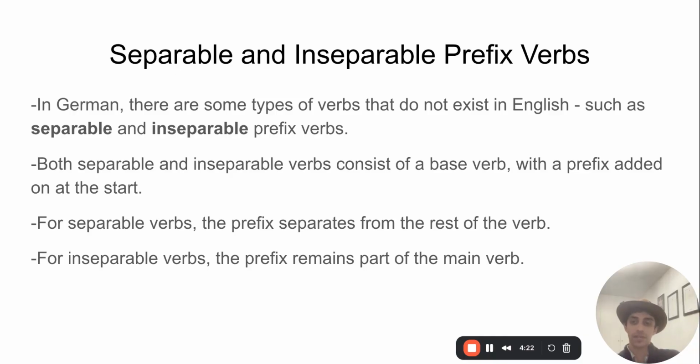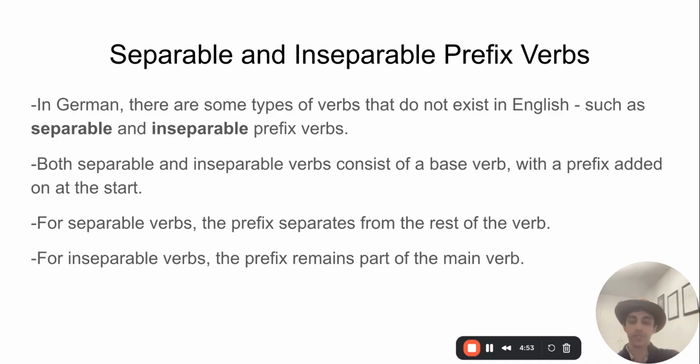Both of these, separable and inseparable verbs, they both consist of a base verb, the fundamental verb that forms the base, and then a prefix added on at the start. A prefix, of course, is by definition an extra few letters that you add at the start of a word. So here you would add a prefix, normally just a few letters, onto the start of the base verb. And that prefix could either be a separable prefix or an inseparable prefix, as we'll see.